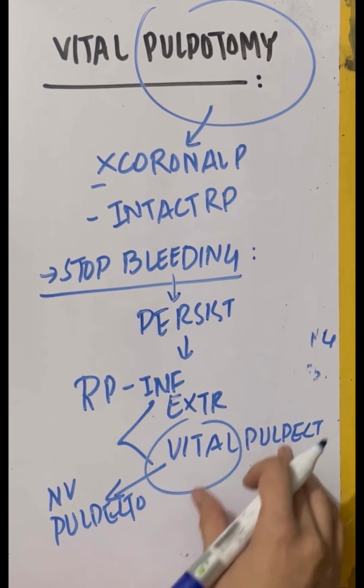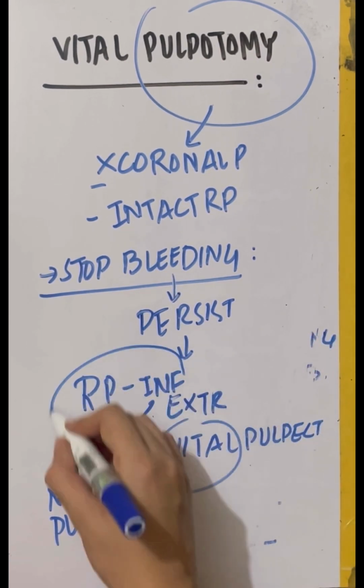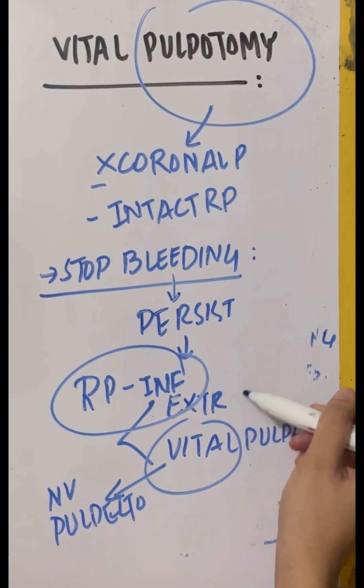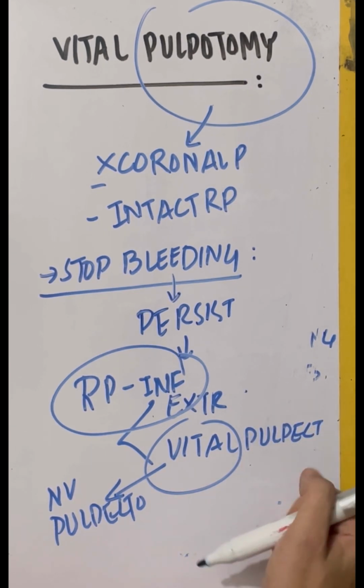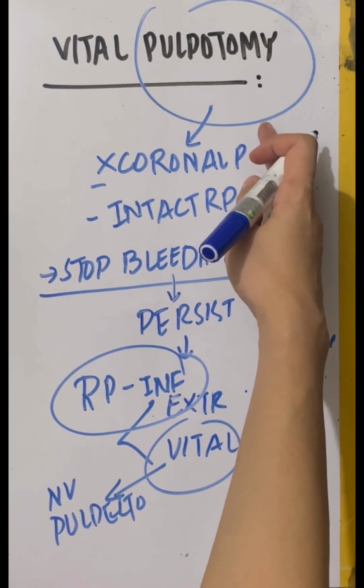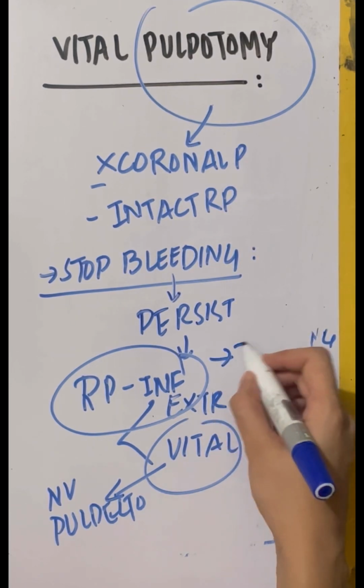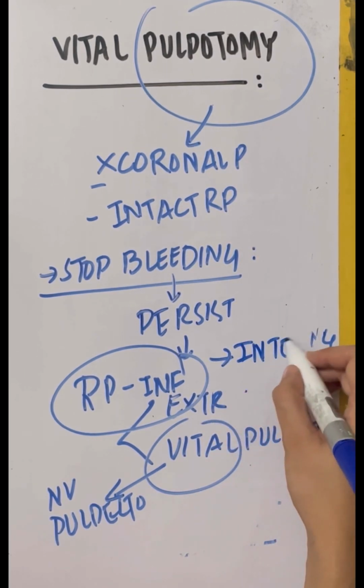If there is radicular inflammation and we are not going for either extraction or vital pulpectomy, and we go for pulpotomy, then what happens? Internal resorption will occur.